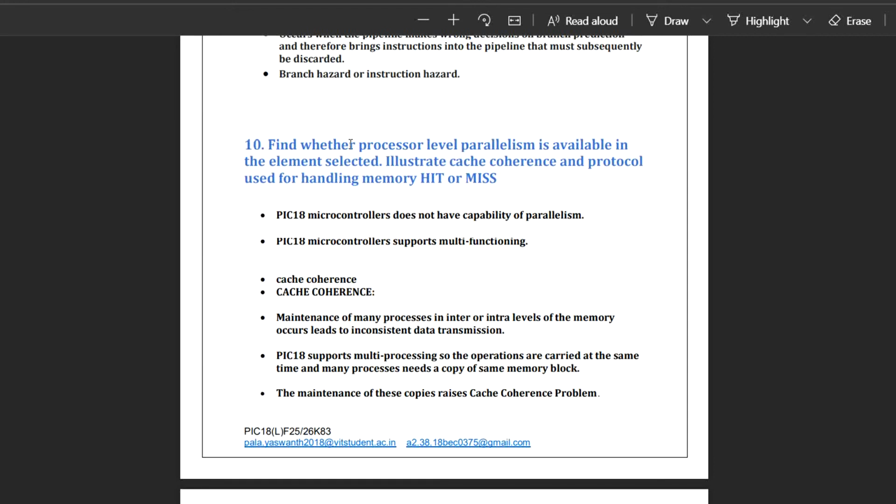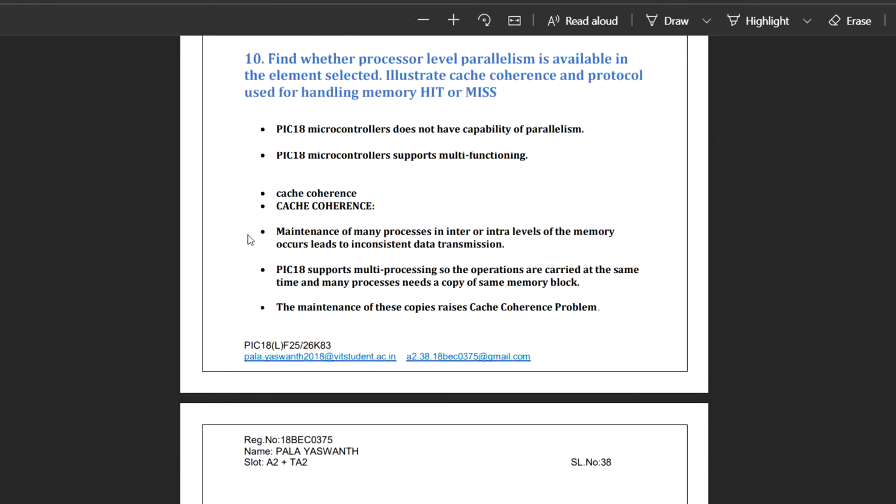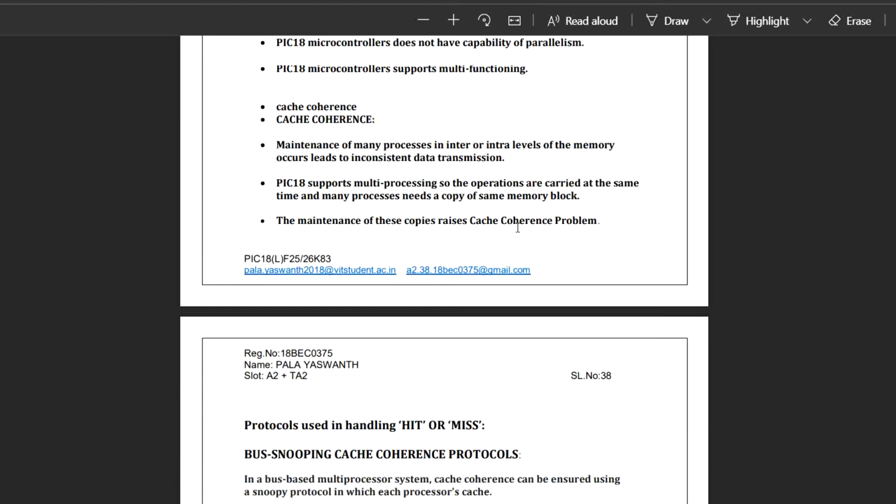The 10th question is: find whether processor level parallelism is available in the element selected, illustrate cache coherence and the protocol used for handling memory hit or miss. The memory hit or miss is about when the data is received, it shows a hit, or if it didn't, it shows a miss. That memory checking operation is carried out by the processor. The PIC18 microcontroller does not have any capability of parallelism. PIC18 supports multifunctioning, and the cache coherence was discussed clearly.